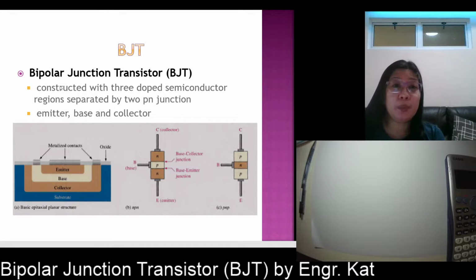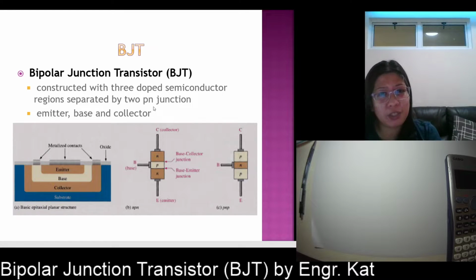So BJT is bipolar junction transistor. It is constructed with three doped semiconductor regions separated by two PN junctions. So what is a PN junction? A PN junction is a diode. So typically, a BJT is just like two diodes that are connected back to back with each other.